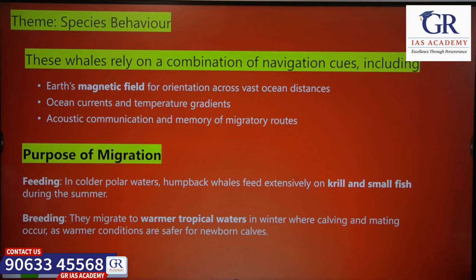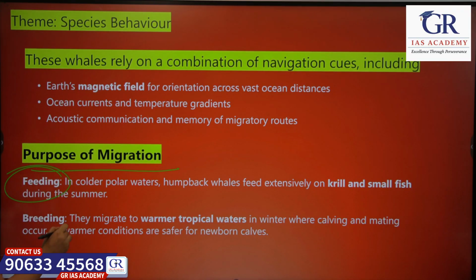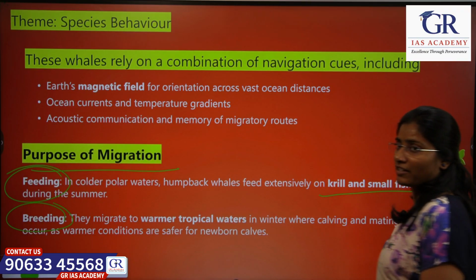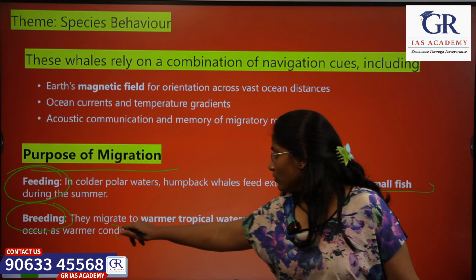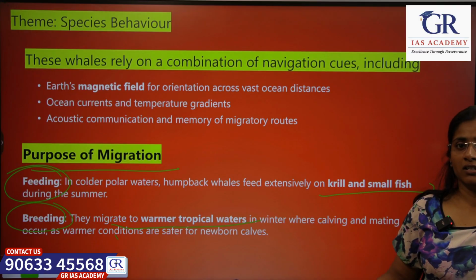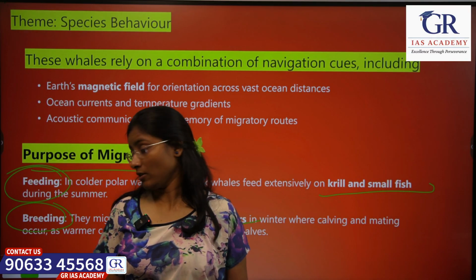And then what is the reason for migration? We already said, one is feeding and the other is breeding. They feed on krill and small fish, and they go to warmer tropical waters for reproduction, for their younger calves.